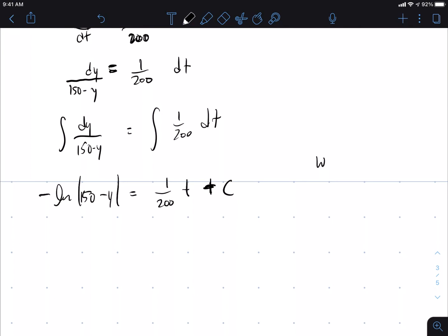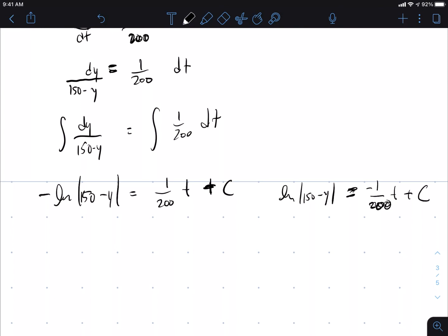So this will mess you up. If I'd have gone ln of 150 minus y is equal to negative 1 over 200 t, that's still going to stay at a plus c. I mean, it'll still work. It's just your answer will look a little bit different. So I shouldn't say wrong as much as, if they ask you specifically for C, they may mark you wrong.